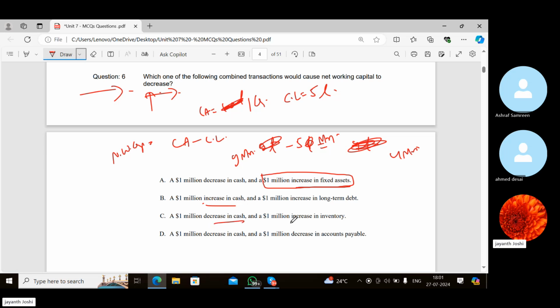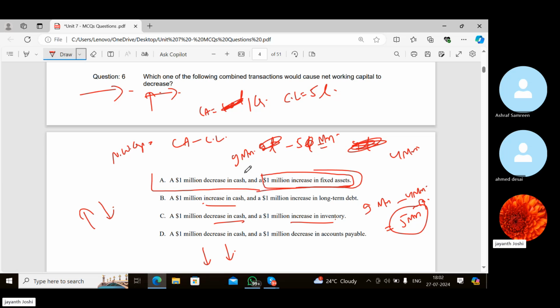Decrease in cash and increase in inventory: it is balancing both. On one side you are decreasing cash, on the other side the same amount you are increasing inventory, so it will balance. Decrease in cash and the same decrease in payables: this is also kind of balancing. Let's say I decrease cash, I have 9 million, and I am decreasing payables, I have 4 million, so it is going to be 5 million. My working capital is increasing, but only in the first case my working capital is decreasing. Please make a note of this.